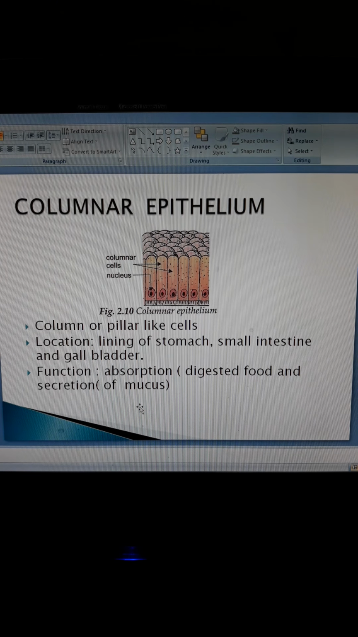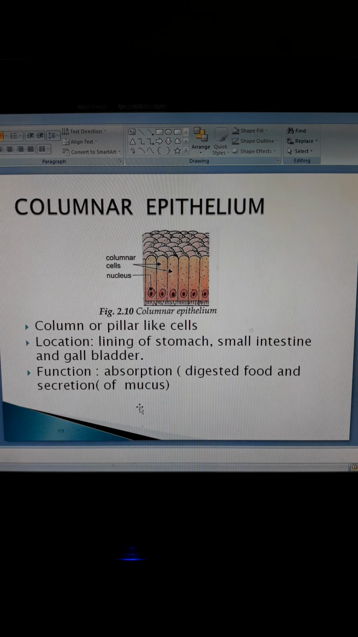Next is the columnar epithelium. Columnar epithelium cells are column or pillar-like shaped cells. They are mostly found in the lining of stomach, small intestine and gallbladder. Their main function is to absorb the digested food and to secrete the mucus.